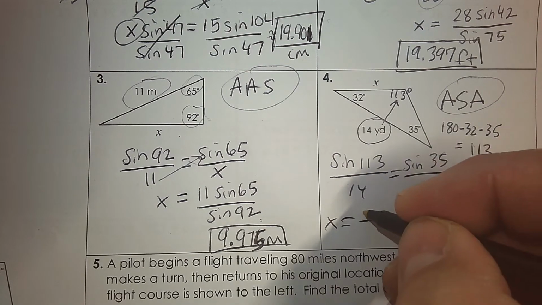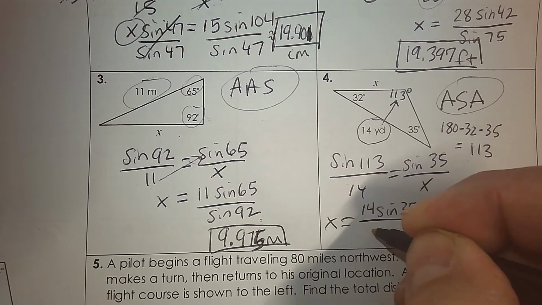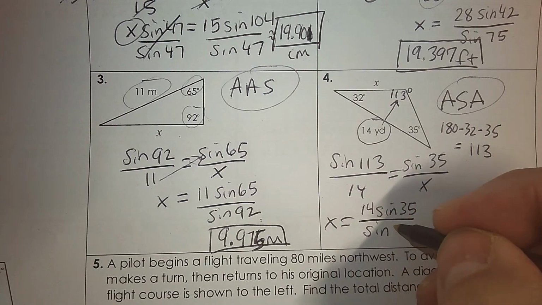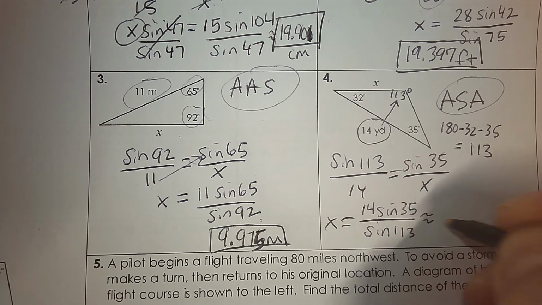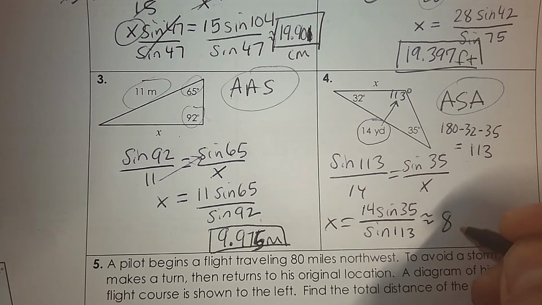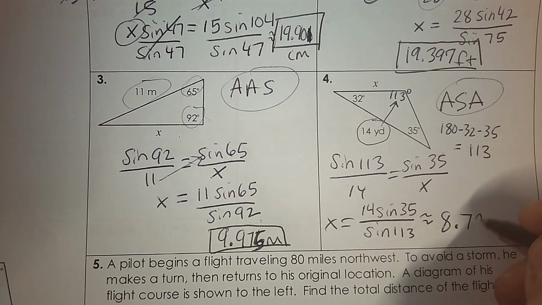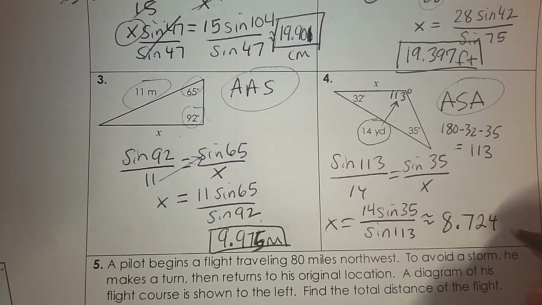So I'm going to go 14 times sine 35 divided by sine 113. And that missing side length is 8.724 yards.